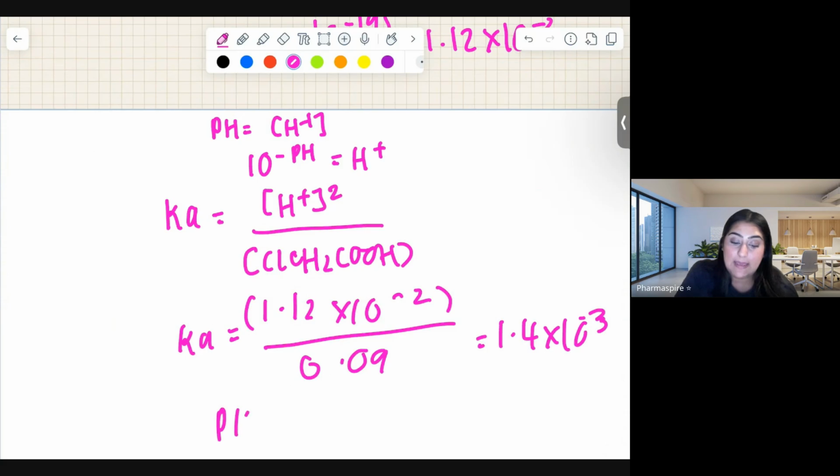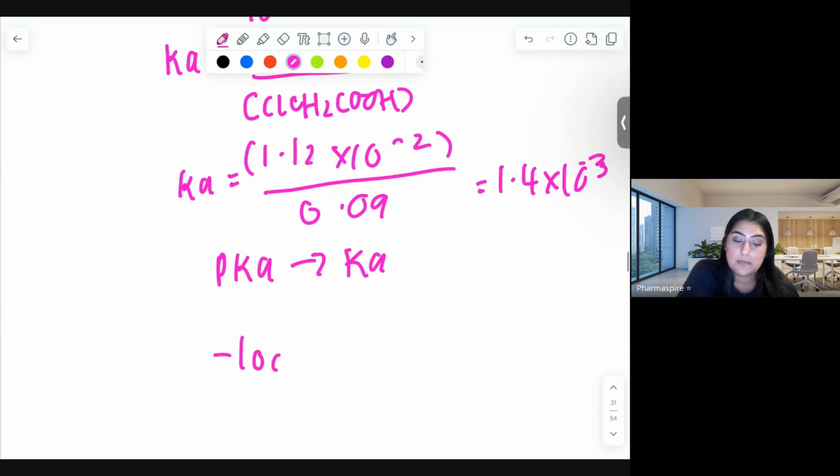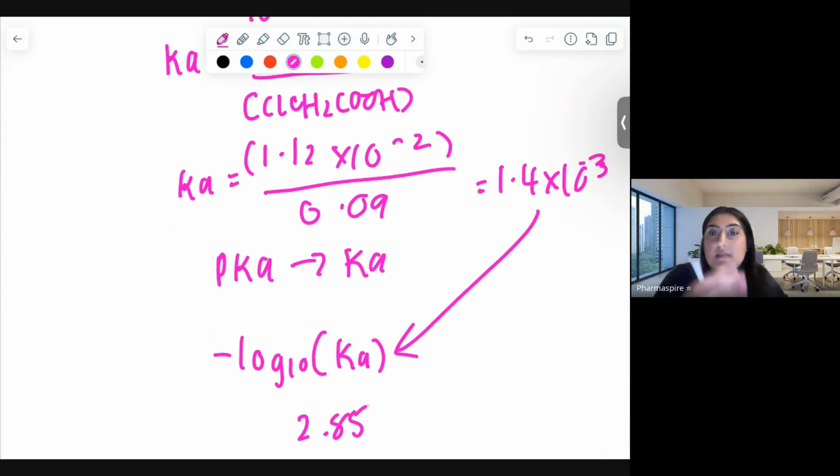Your pKa is related to Ka. That's why we did the whole process. You do minus log to the base 10 of your Ka, which you shove in, and then you get 2.85. So with us as a basis, they're quite easy. You just need to remember your equations.